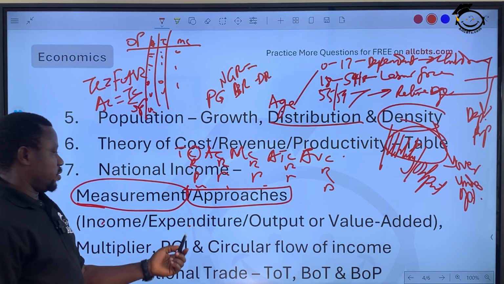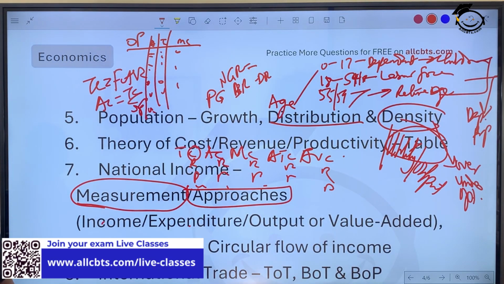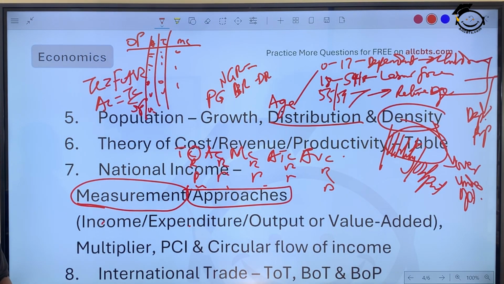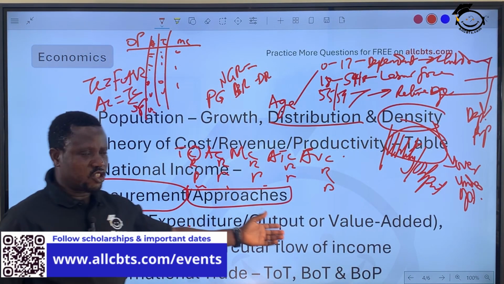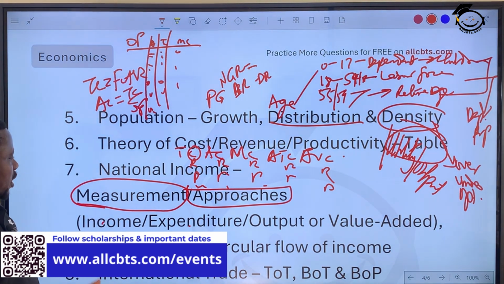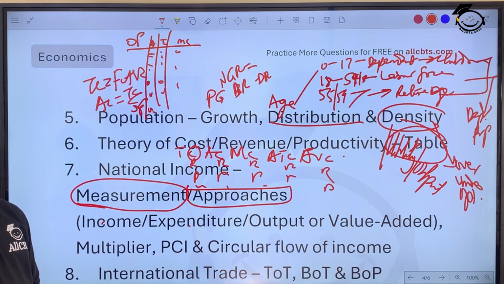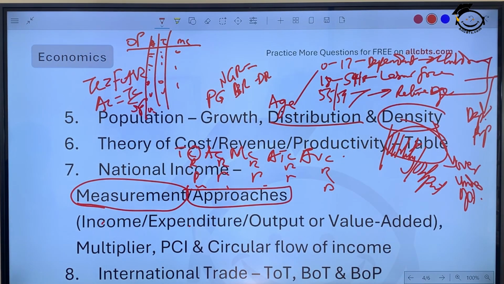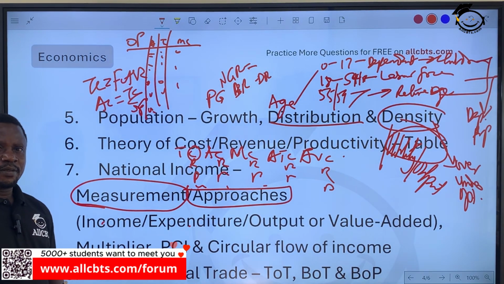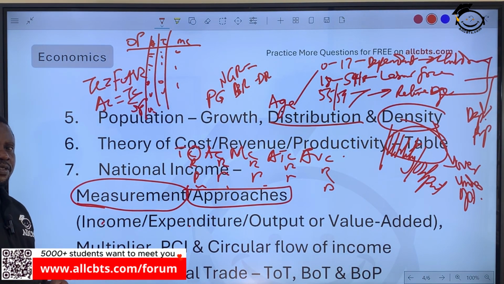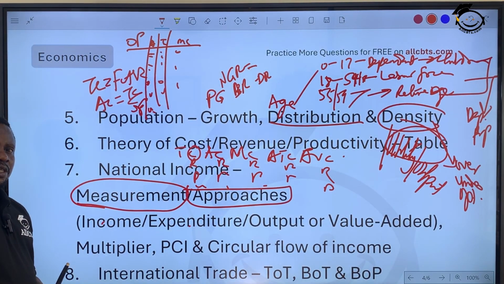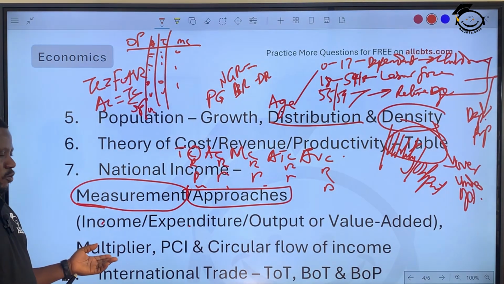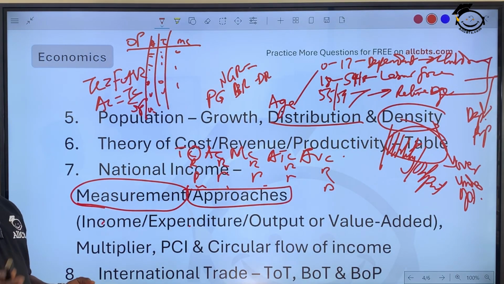Each one of these approaches has formulas. There's a formula for the income approach, a formula for the expenditure approach, and a formula for the output or value-added approach. All these formulas, you need to learn them and apply them. Good. Then still under national income, you may be asked, what is the multiplier? The multiplier concept is talking about the effects of investment on your productivity, your income, your revenue generated, and your output. Multiplier effects: the consequences, what happens after you invest, what happens after you consume.